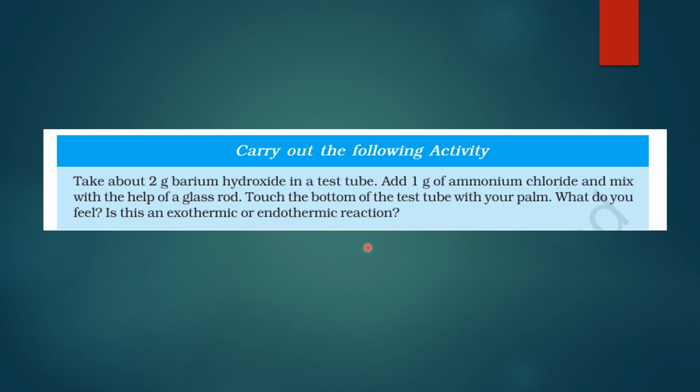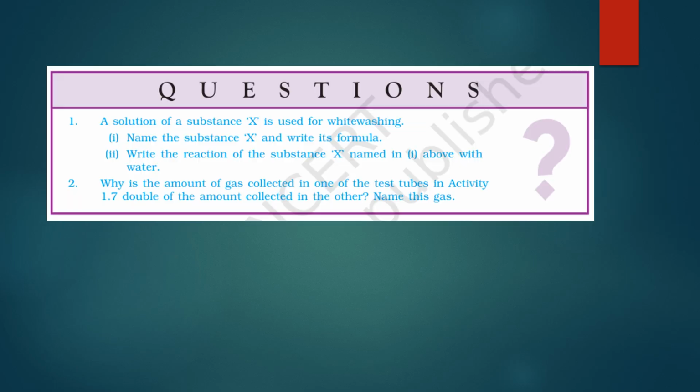Okay. And what happens in exothermic reactions? Basically, heat is released and the test tube temperature rises. But in this case, the test tube temperature will fall and it will come under the category of endothermic reactions. So now we have two questions. You can go through these questions and try to answer them. First one is: we have a solution of a substance X. It is used in whitewashing. So you have to identify X and write its formula. And then if you react X with water, what kind of reaction takes place? That reaction you have to mention. Okay, try to do this.